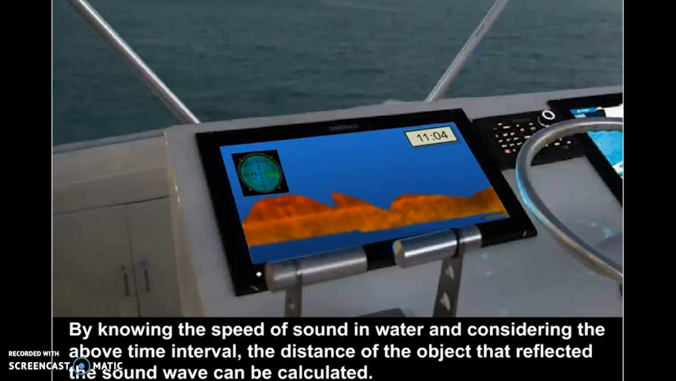By knowing the speed of sound in water. We must know the speed of sound. If we know the speed of sound in water and the time interval, that means the time taken for the ultrasonic sound wave to transmit from the transmitter and come back to the receiver, that time taken is the to and fro travelling time, isn't it? So if we know the time, then the distance of the object that reflected the sound wave can be calculated.